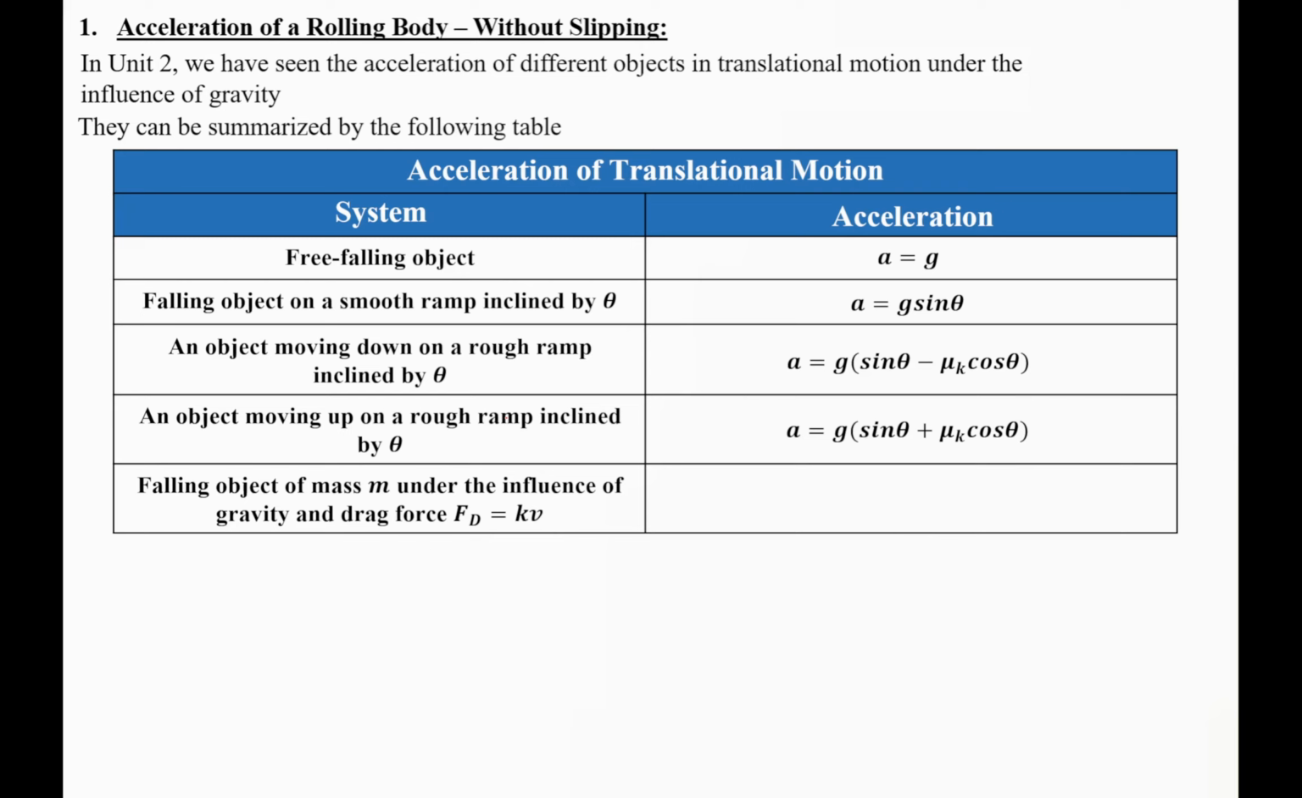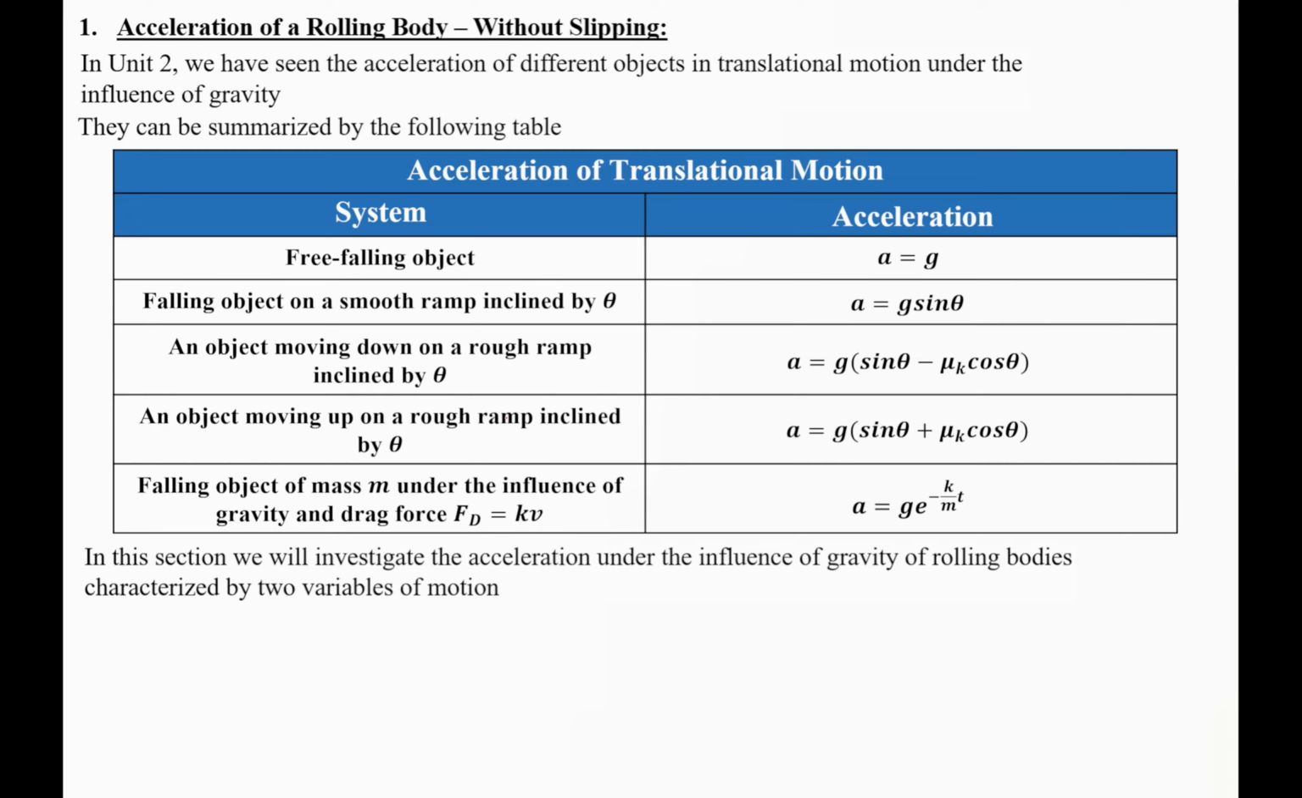Falling object of mass m under the influence of gravity and drag force, the acceleration a is given by g multiplied by an exponential function, which is a decaying function. In this section, we'll investigate the acceleration under the influence of gravity of rolling bodies characterized by two variables of motion: translational velocity v and angular velocity omega.